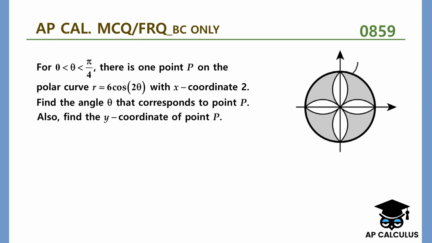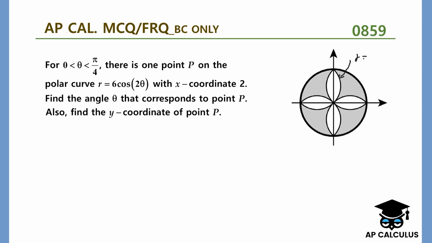Okay, here is our polar curve. R is equal to 6 cosine 2 theta. And when x coordinate is equal to 2, it's about right here, right? Our point P is right here, right? Now, the question is to find the angle theta that corresponds to point P, right?